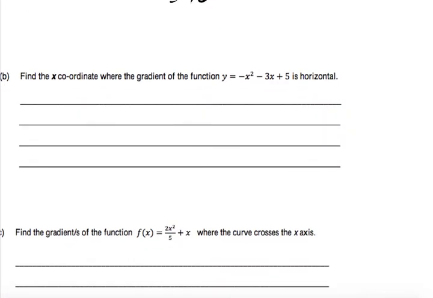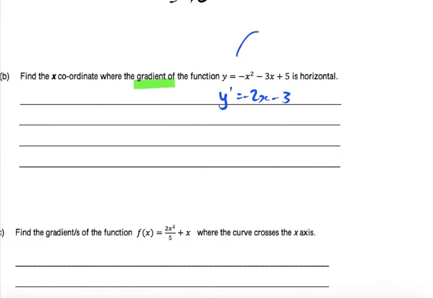The next one, we see here we've got a word here that says gradient. Gradient means you're going to have to differentiate. So I'm going to do that first, even before I read the rest of the question. So y dash equals negative 2x minus 3. Find the x-coordinate where the gradient of the function is horizontal.